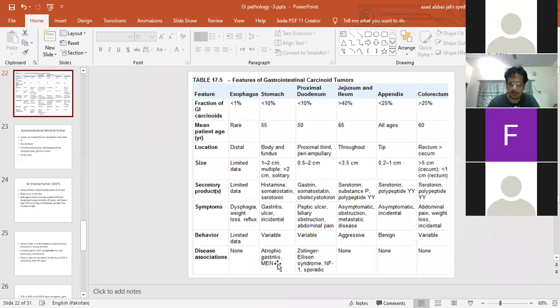Atrophic gastritis, because basically the patients have achlorhydria, and there's a negative feedback. Because of achlorhydria, what happens? Gastrin is released, and that causes neuroendocrine cell hyperplasia, and that predisposes the patients to develop neuroendocrine tumors because there's a background of neuroendocrine hyperplasia.